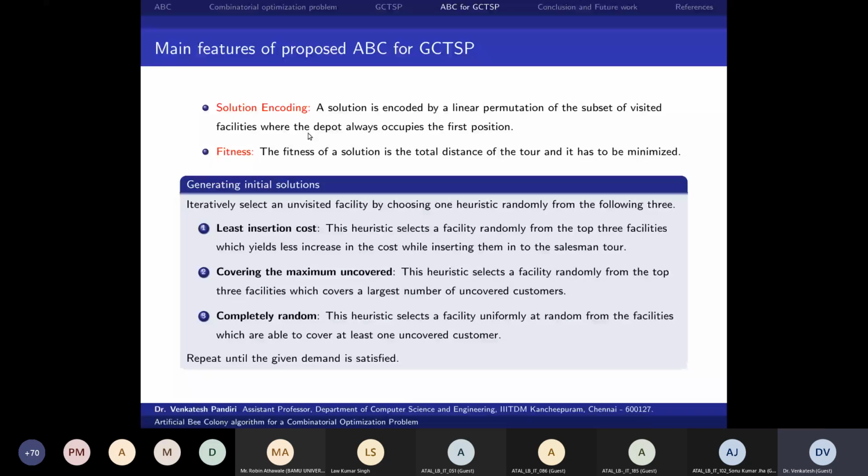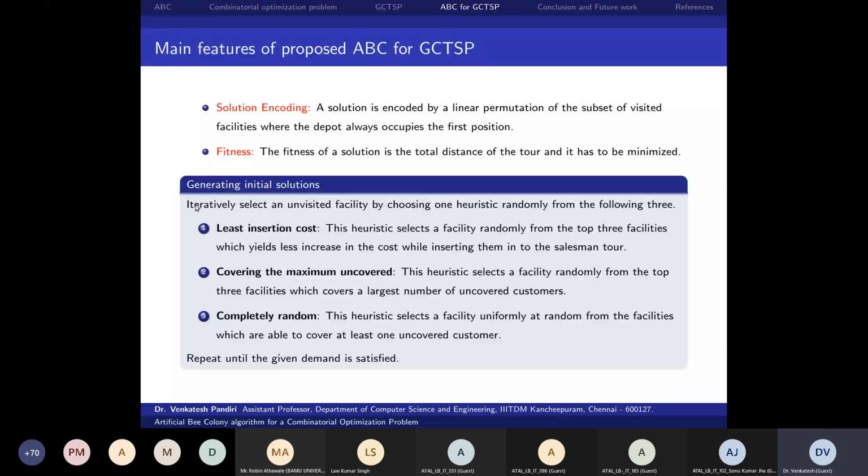For example, earlier the given demand was 24. In the same way, the user can give the demand in their own manner. So how are the initial solutions generated?